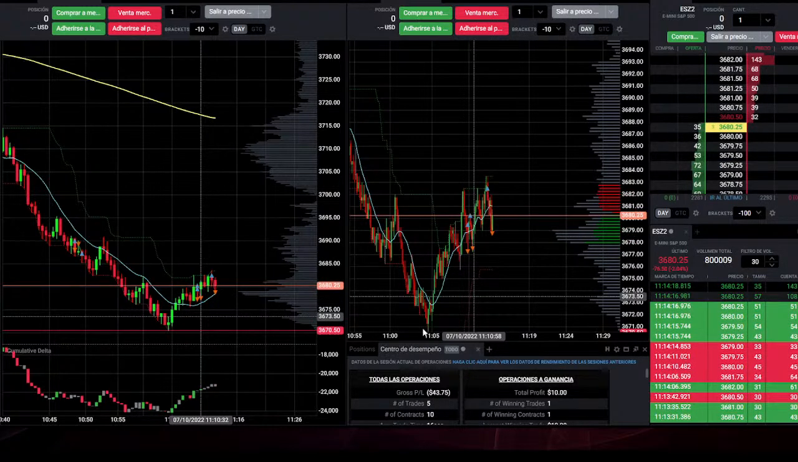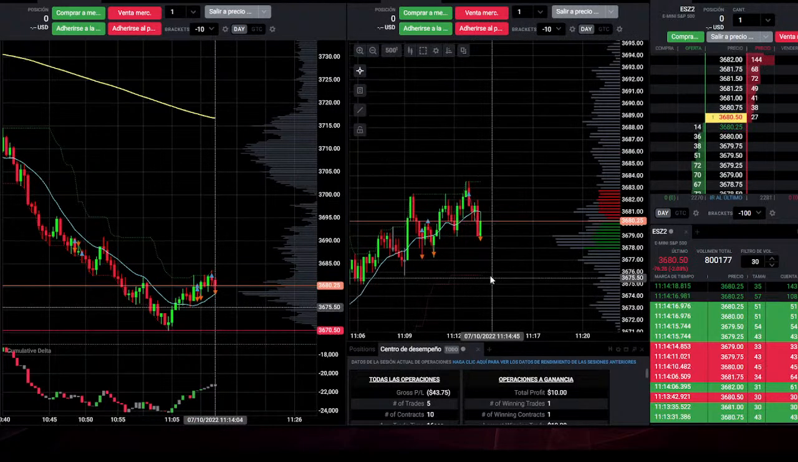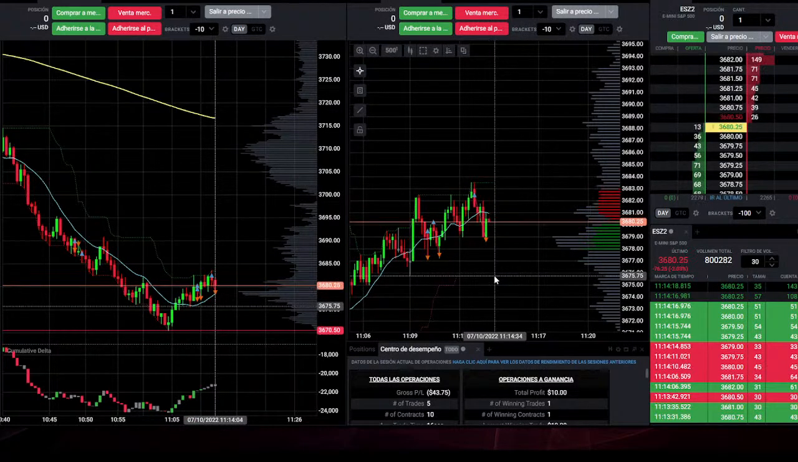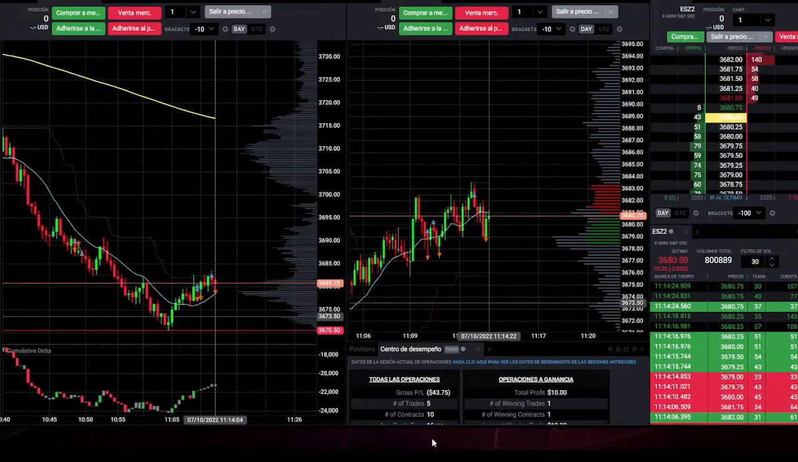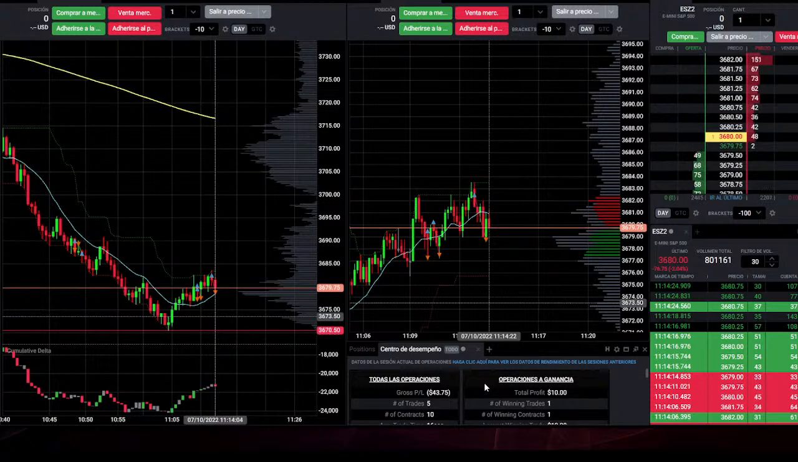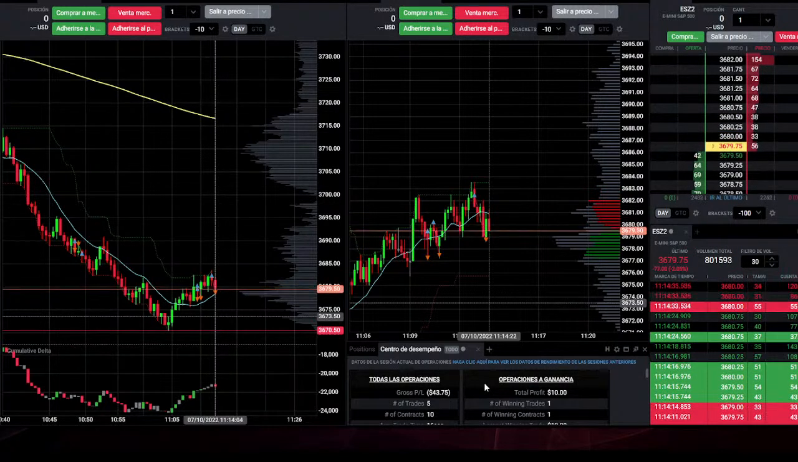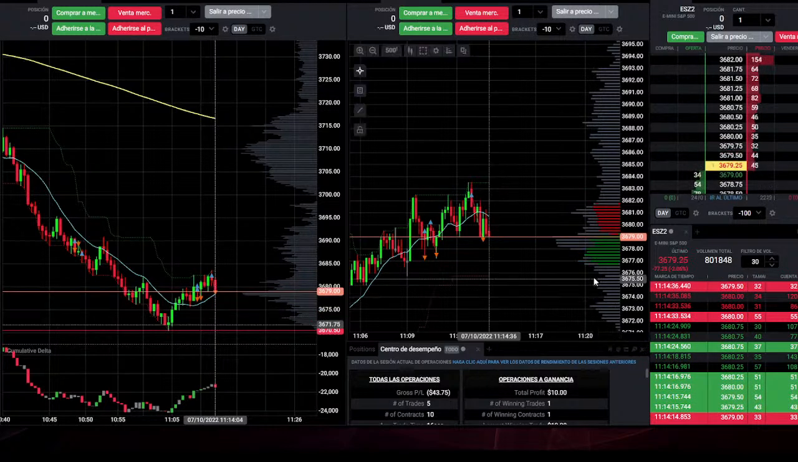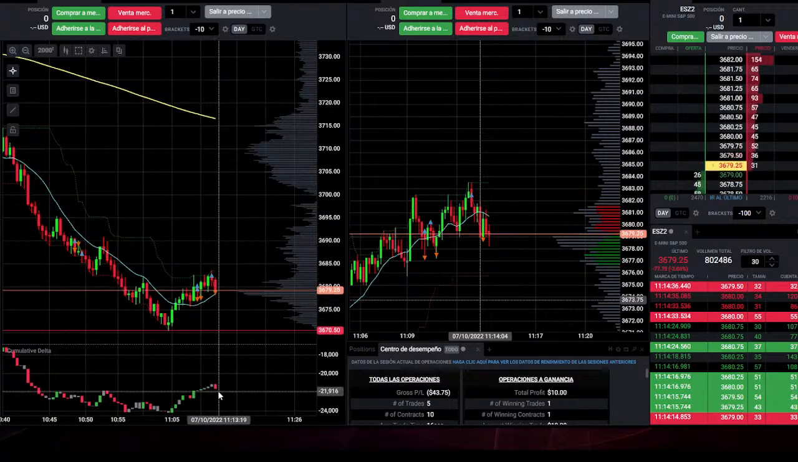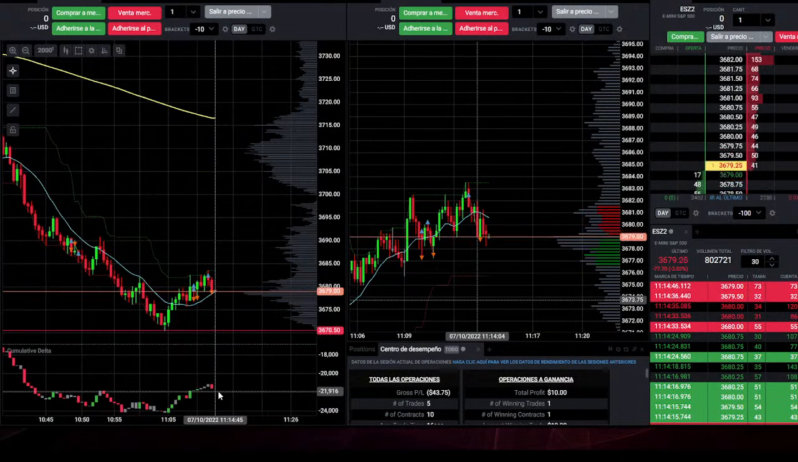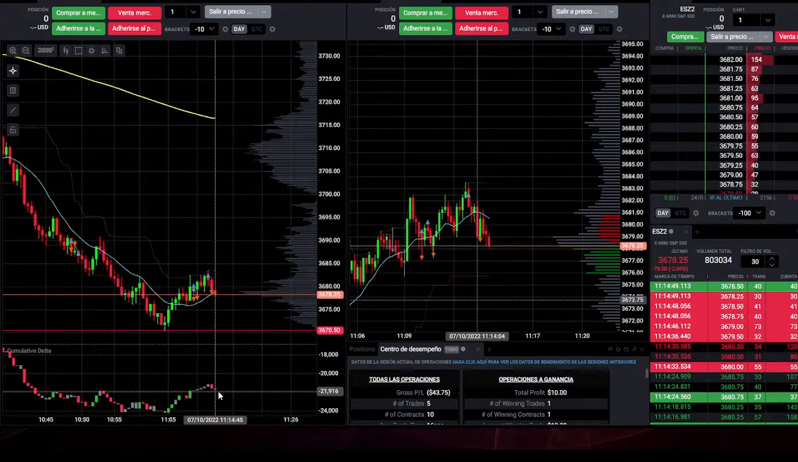Well, 40 bucks down. Not a big deal, but well, if this was a mini, it would be 400. And I commonly trade with one mini. Okay, but today I'm just doing a micro because I don't really know where the market's going. Delta going down. Delta going down. I don't like it for the longs here.